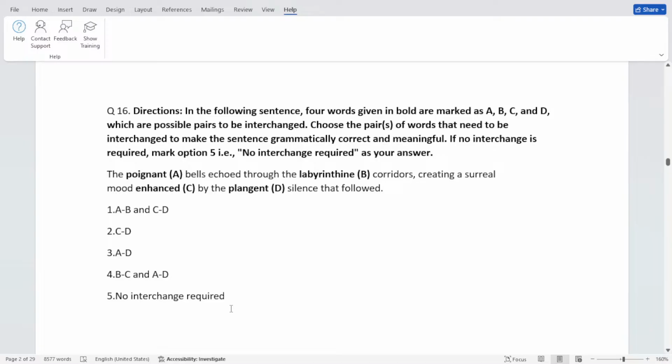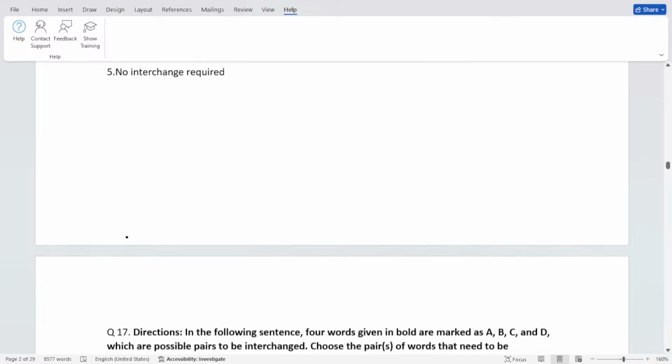So here we have to see what's supposed to be rearranged. Plangent refers to a sound that is louder. When it comes to poignant, it makes sense of sadness and regret. So accordingly, what we are supposed to change is A and D. So answer will be C. So now we will go for the next question.